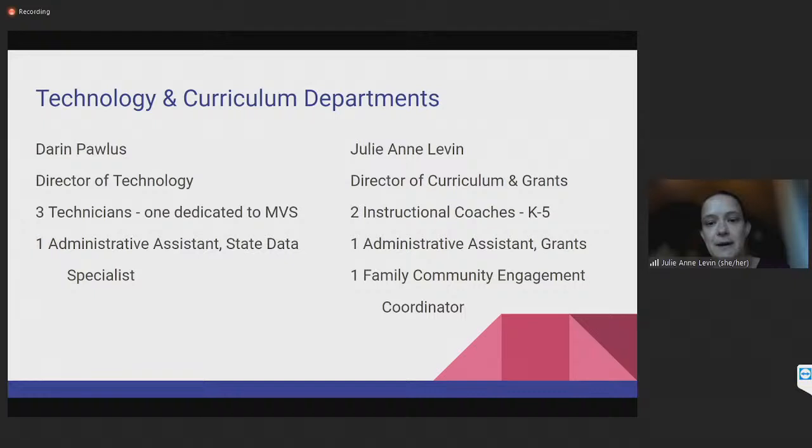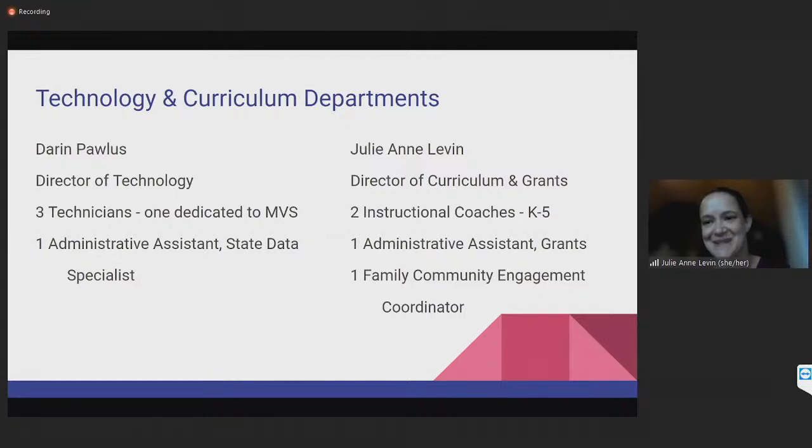And then in my department, I have 2 instructional coaches, math and literacy, who really push the embeddedness of technology in the curriculum for literacy and math. And then I also have an administrative assistant. And then we also have a family community engagement coordinator who is working more on the communication side of technology. So we've got the tools of technology, we've got the curriculum standards of technology, and then we have the communication aspects of technology.